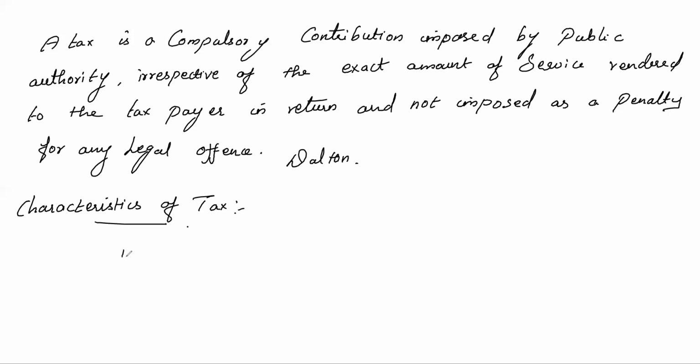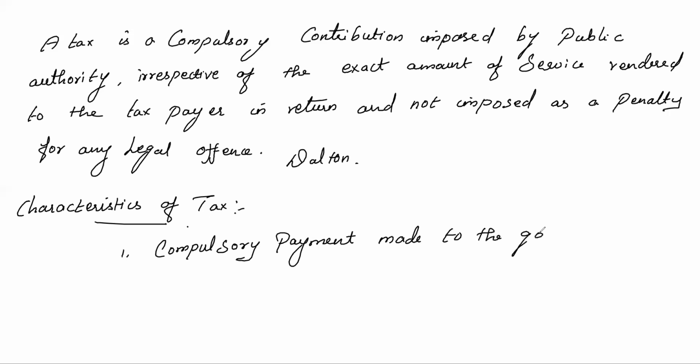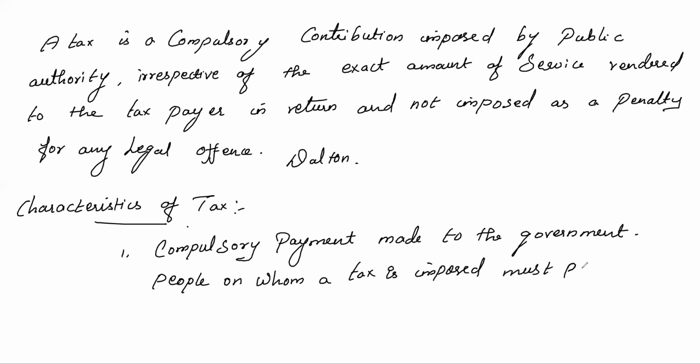First one, a tax is a compulsory payment made to the government. People on whom a tax is imposed must pay the tax. Refusal to pay the tax is a punishable offense.